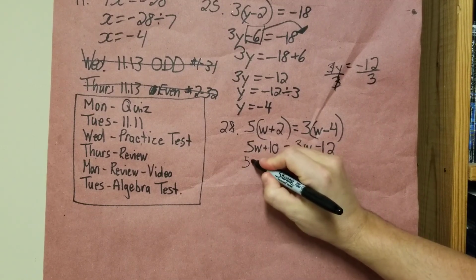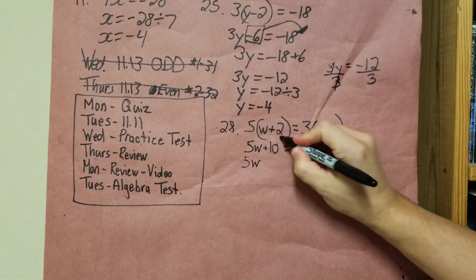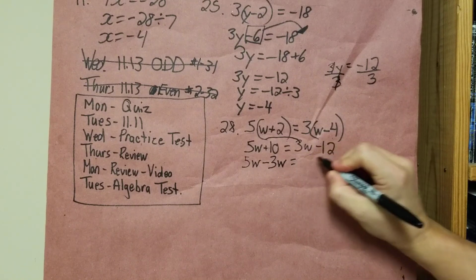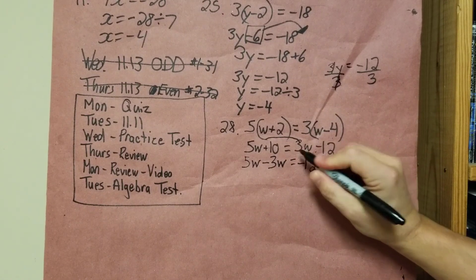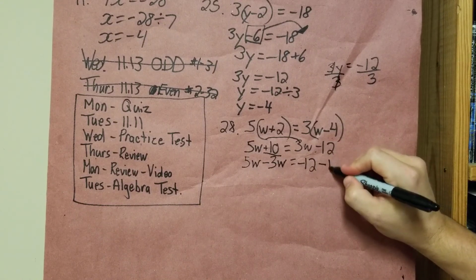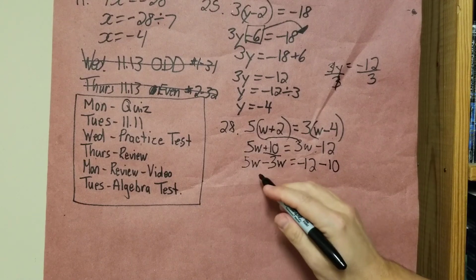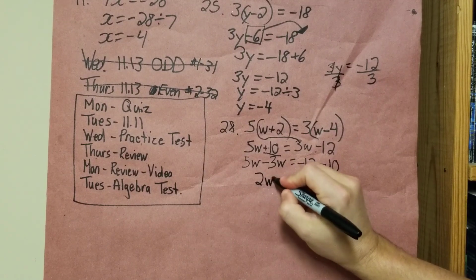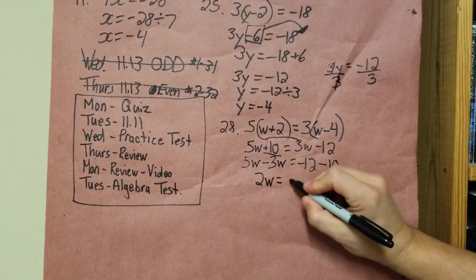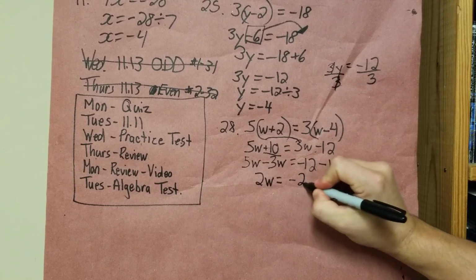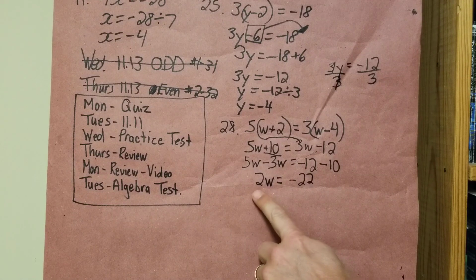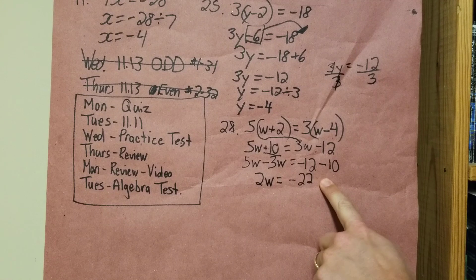So now I want my w's on one side and my numbers on the other side of the equal sign. So I'm going to start with 5w, bringing this over, because right now it's positive, so now it is negative. And then equals, keep the minus 12, and bring this over. Now I need to do the opposite. It's positive, so now I need to subtract. So 5w minus 3w is 2w, minus 12 minus 10 is minus 22. And now I need to get rid of the 2, so I'm going to divide by 2.